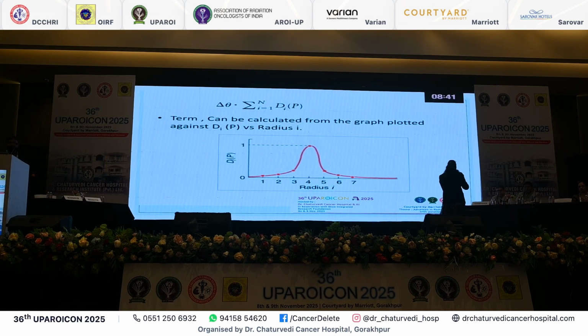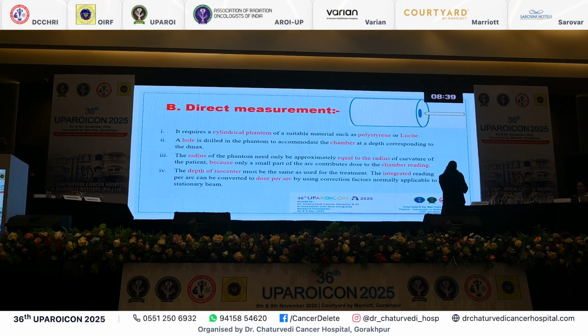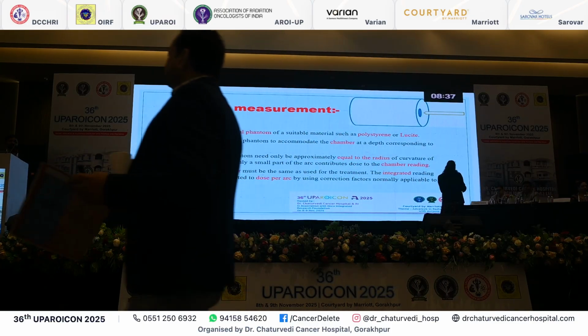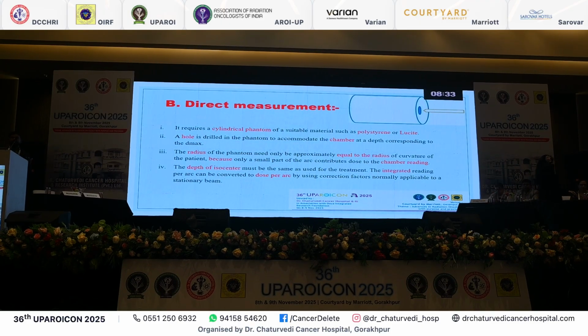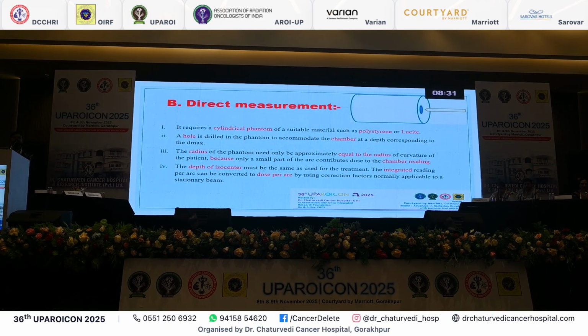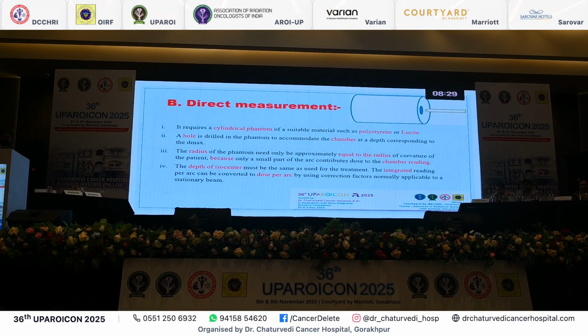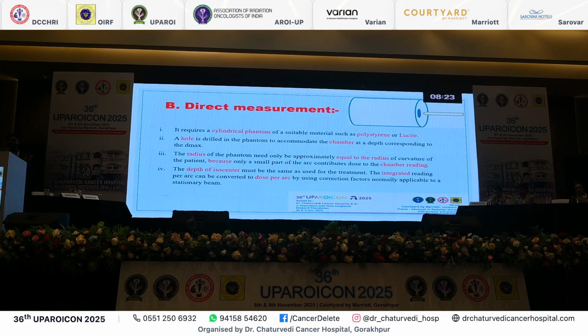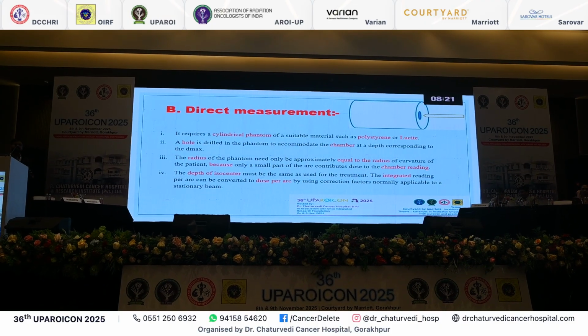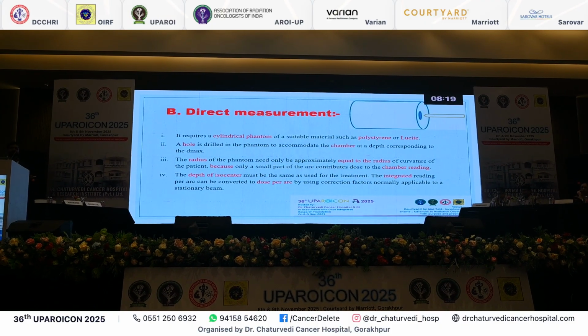The other is the direct measurement. I used it previously, around 2012-2013, at TMH, Tata Memorial Hospital. This is the method used over there. In the current scenario, no other center uses this measurement.